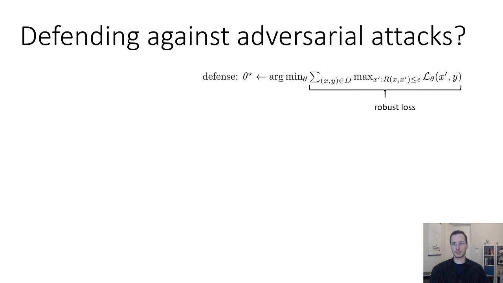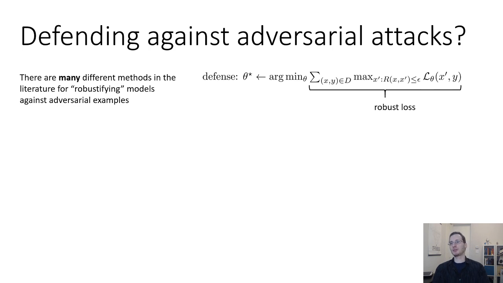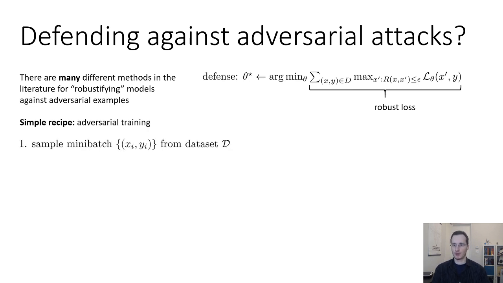Okay, let's briefly discuss defending against adversarial attacks. So I mentioned at the beginning that we can formally define a defense as optimizing a robust loss. How can we actually do this? Well, there are many different methods in the literature for robustifying models against adversarial attacks, but a very simple recipe is called adversarial training. Adversarial training is a simple modification to mini-batch gradient descent, to stochastic gradient descent, that basically implements this robust loss. So here's how it works.